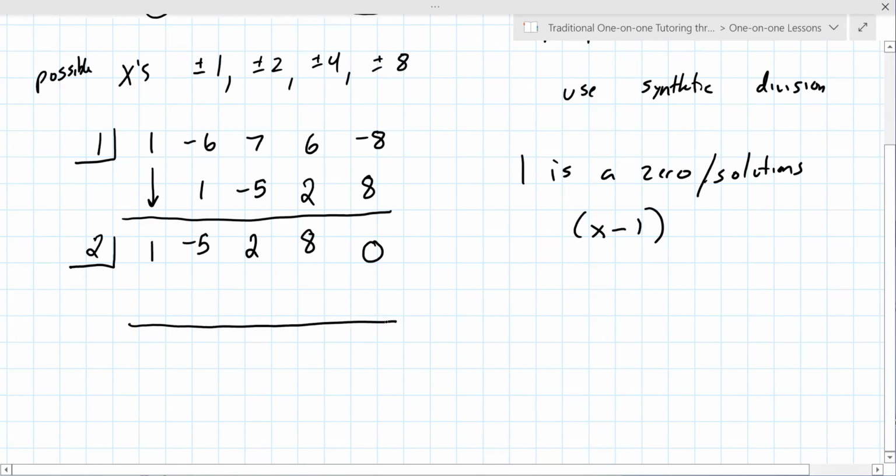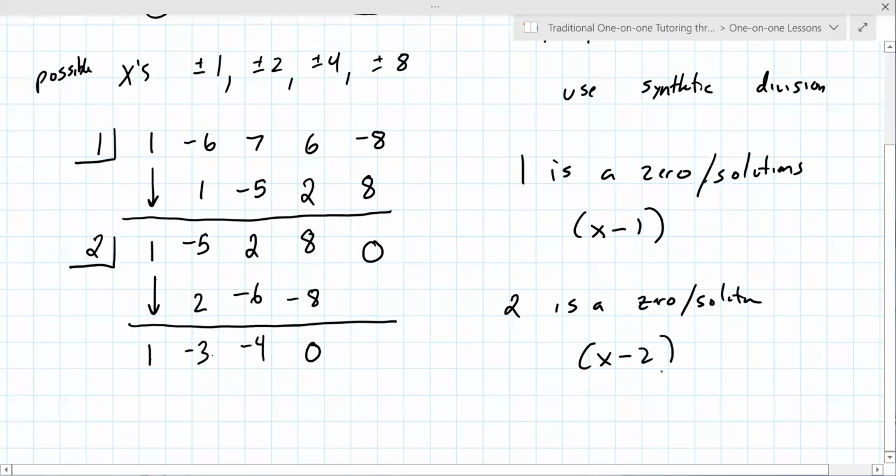Okay, so 2 does work. So we bring the 1 down. 1 times 2 is 2. Add, you get -3. -3 times 2 is -6. You add -4. -4 times 2 is -8. And then you get a 0 here at the end. So we know that 2 is a 0 / solution, x minus 2, like that.